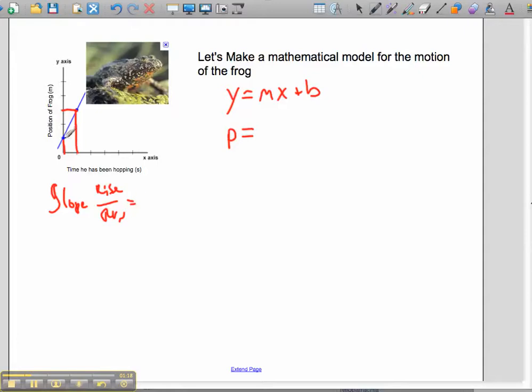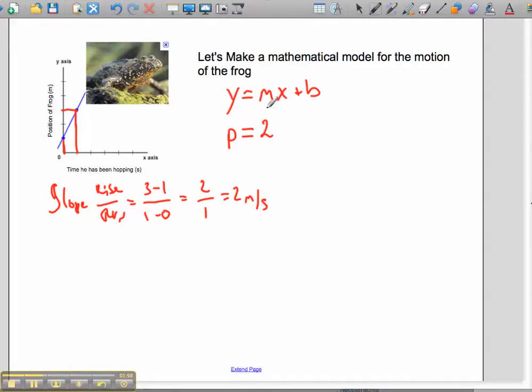Alright, so the rise is from position 1 to position 3. So from 1 up to 3, and the run is from time 0 to time 1. So that's going to be a rise of 2 over a run of 1, which is of course 2, and that's going to be in meters per second. Meters, rise, run, seconds. Alright, so the slope is going to be 2.